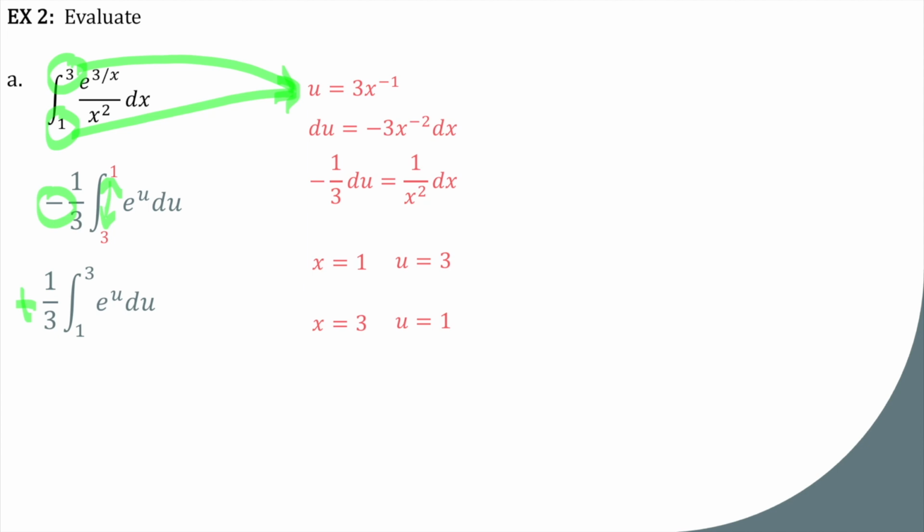Okay, now we can finally take the antiderivative. So the antiderivative of e to the u is e to the u. So right now we have 1/3 e to the u evaluated from 1 to 3. Okay, so now we have 1/3 times f of b minus f of a.